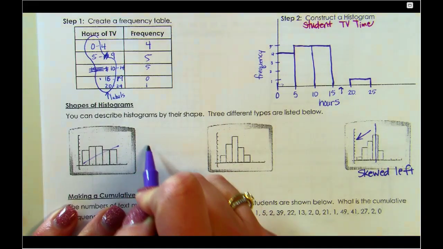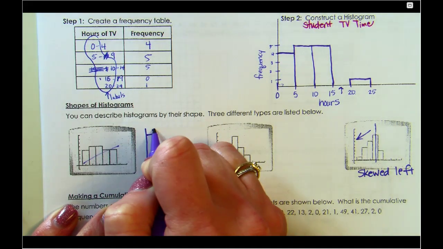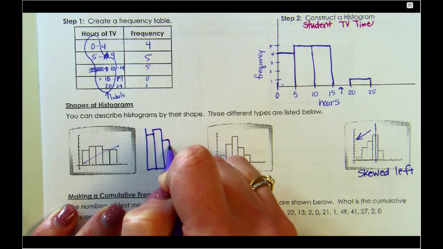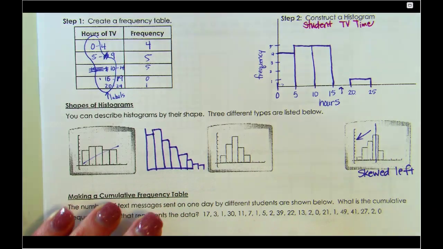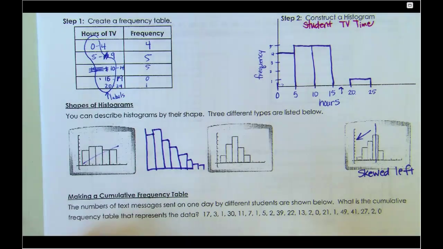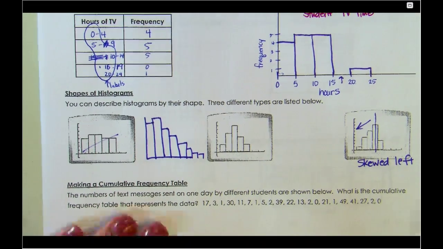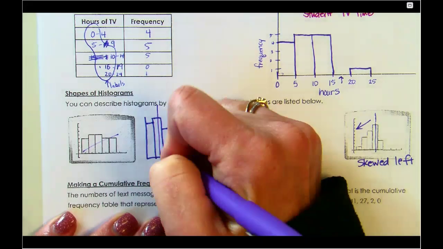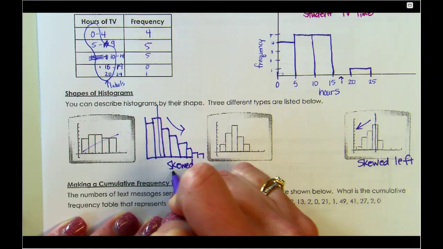Okay, so let me show you what skewed right would look like. I'm going to draw that over here. Okay, skewed to the right might look something like this. It's like a staircase, and the staircase is going to the right. So stairs going left, stairs going right. Okay, so this guy is skewed right.